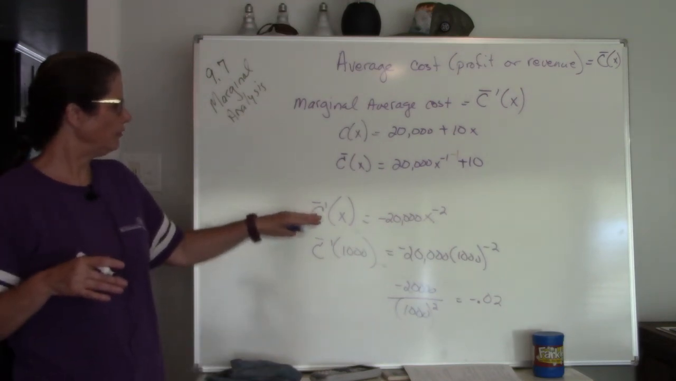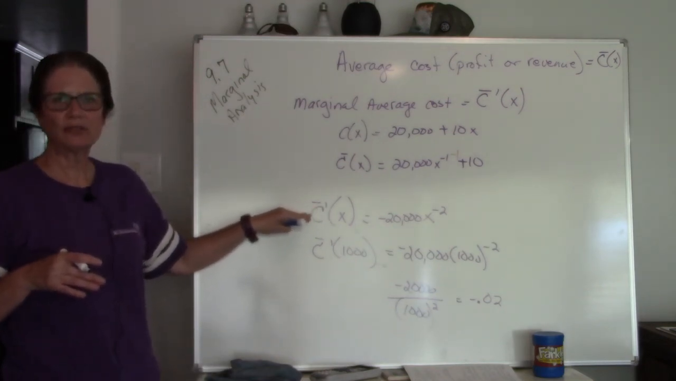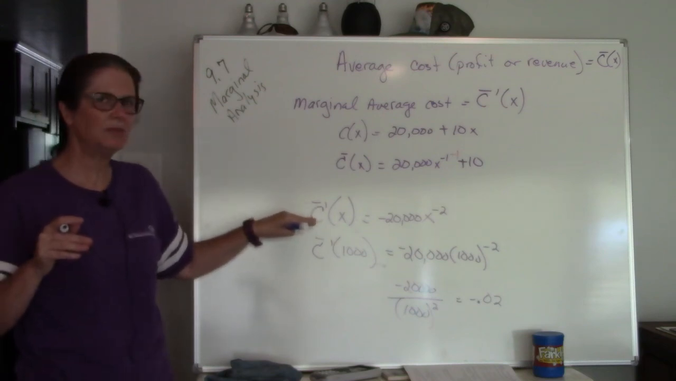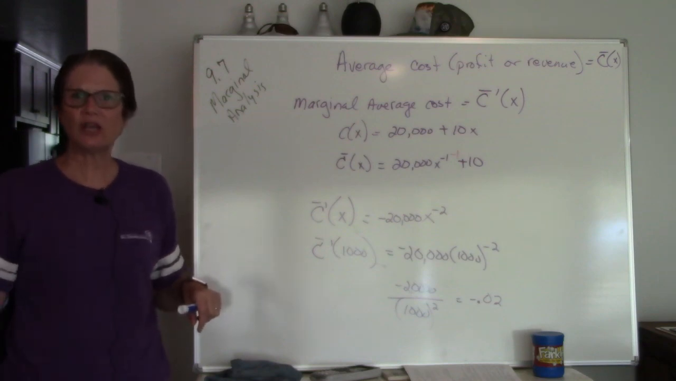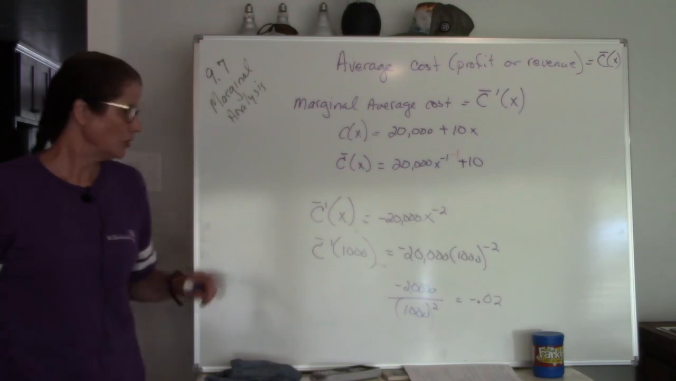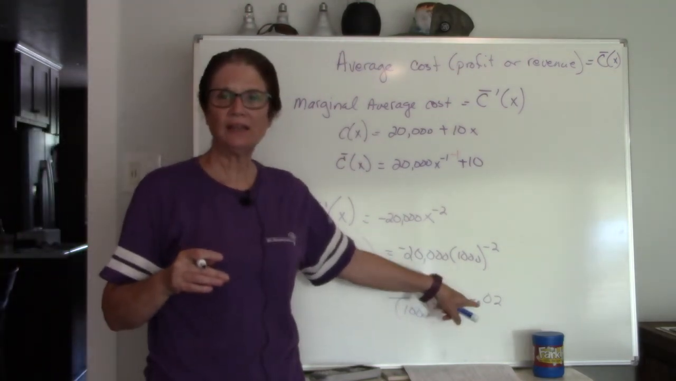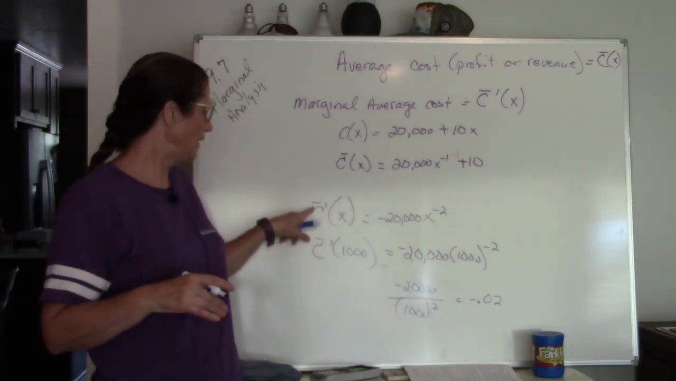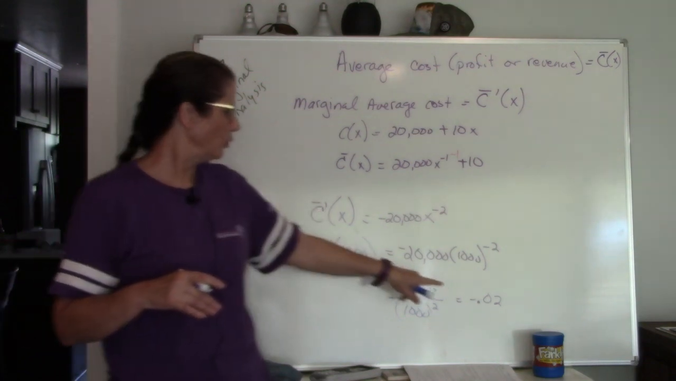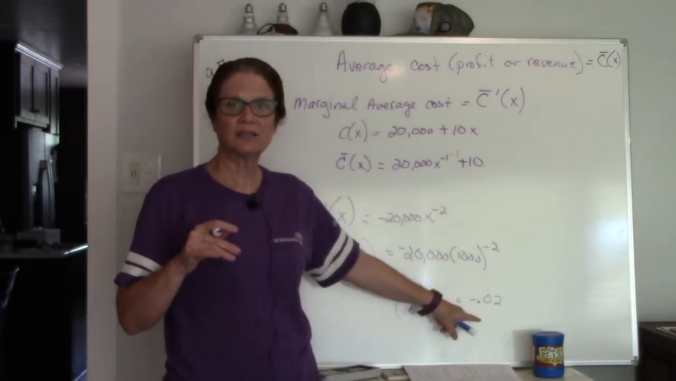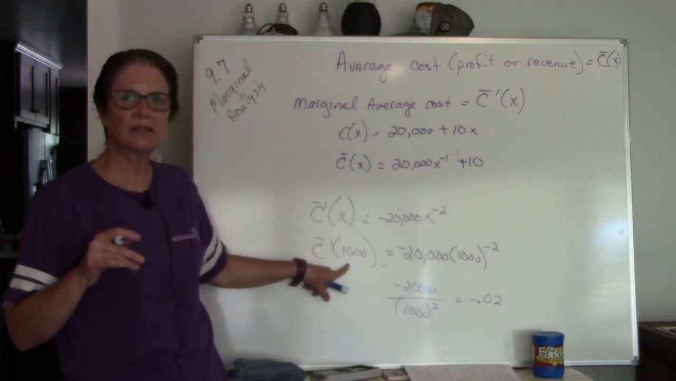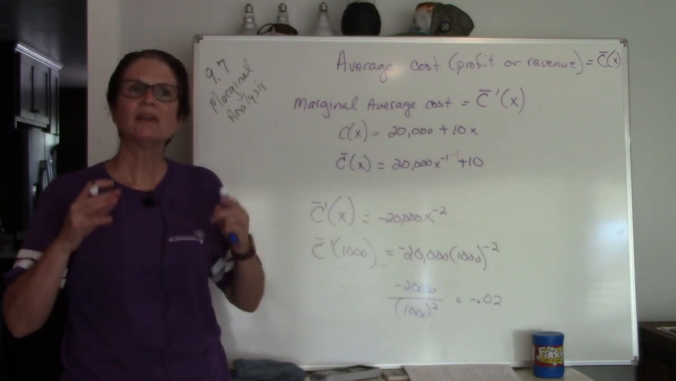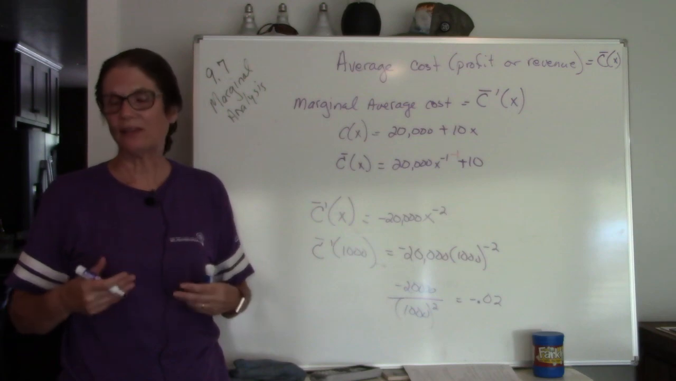So remember, what we found, we were looking at the marginal average cost. Marginal means derivative. You have to remember that. Marginal and derivative mean the same thing. Derivative is how much things change, the rate of change. So when I have a negative derivative, that means my change is decreasing. It's going down. So when I'm looking at the marginal average, what this says is my cost when I am producing 1,000 products is decreasing by 2 cents per product. Every product I make, the cost is decreasing. And that's how you interpret it.